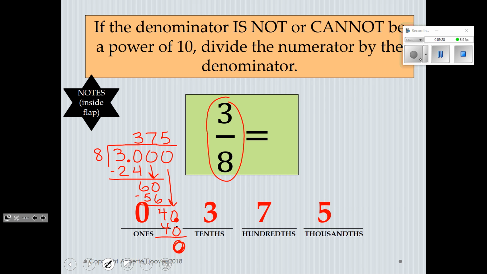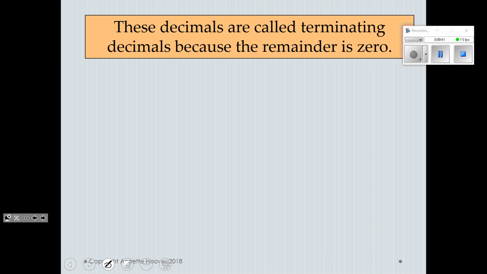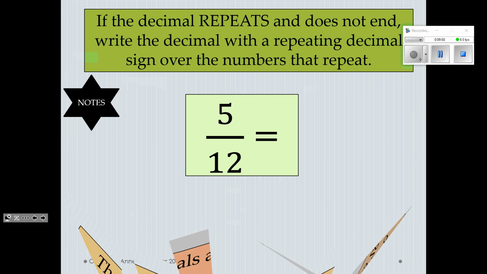It means if you carry out all the steps of long division, eventually you're going to get to where when you subtract, it gets to 0. And that's the point that you're done with the decimal. So this is what a terminating decimal is. The remainder eventually is 0. Eventually, in the process of long division, you're going to get to 0.